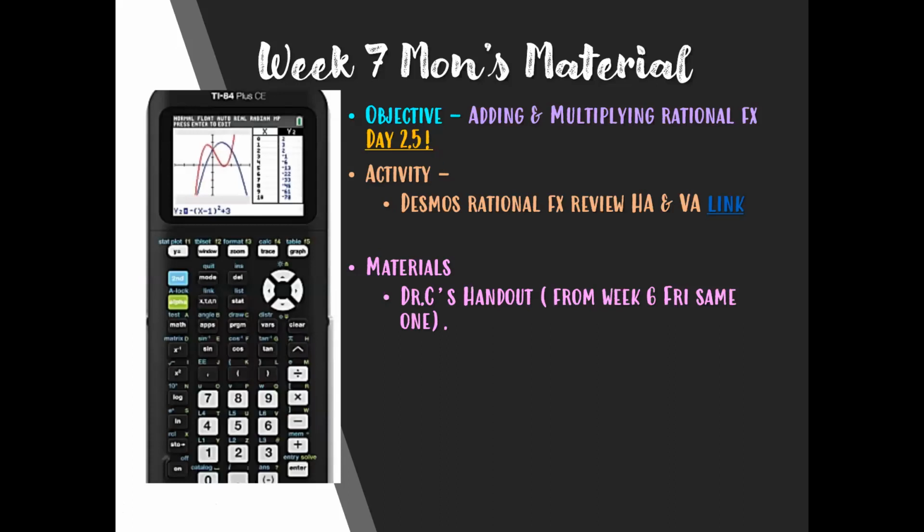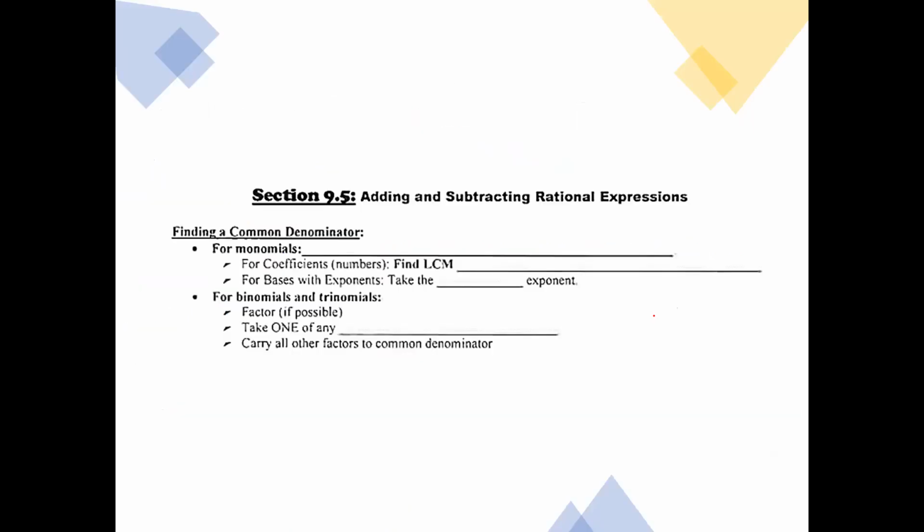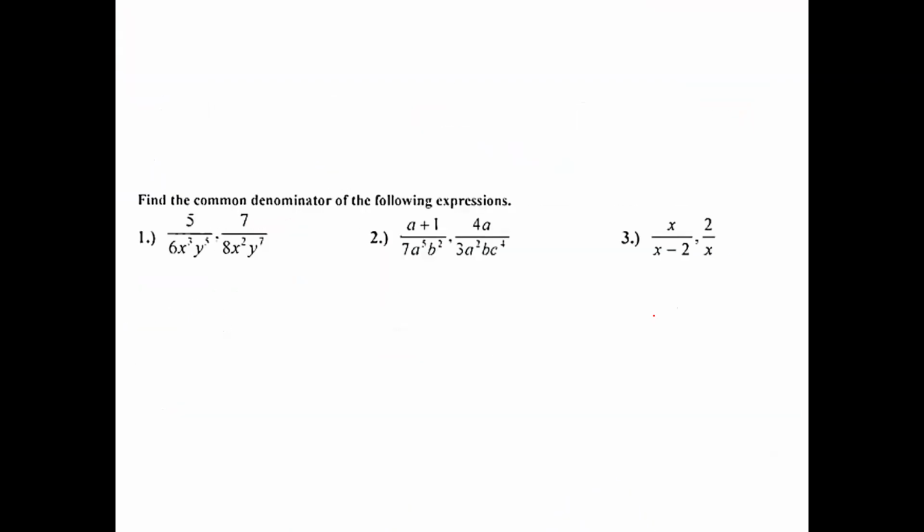Okay, so today, the only thing that you guys need is my handout, the same from last week, week 6 Friday. We're going to do a decimals activity after this, just as a review for vertical, horizontal asymptote. It's the same one. We're going to finish it. Okay, so with that said, let's go ahead and jump right into it. Oh, thank you. I will take that.